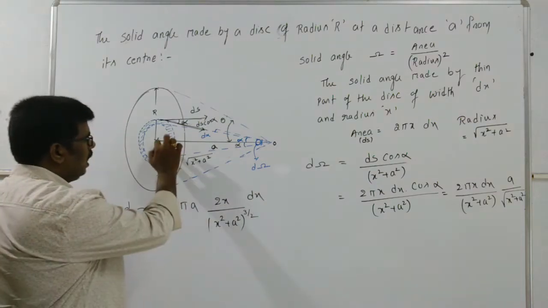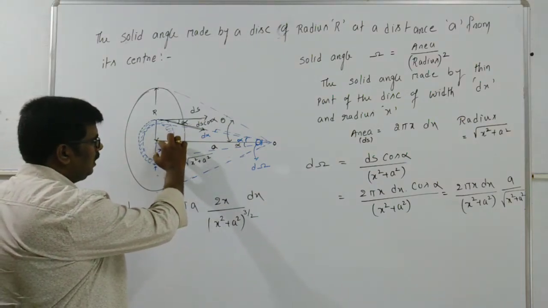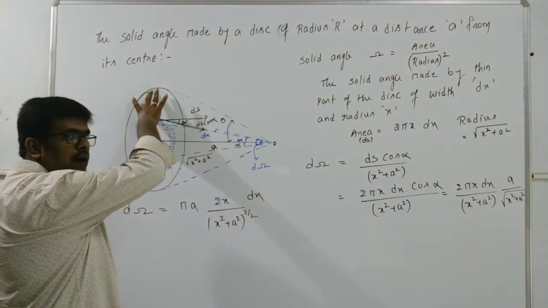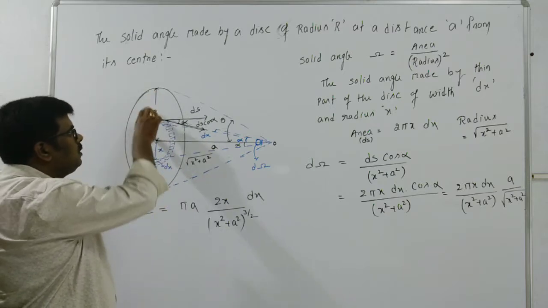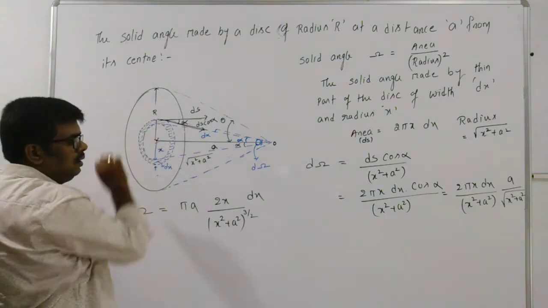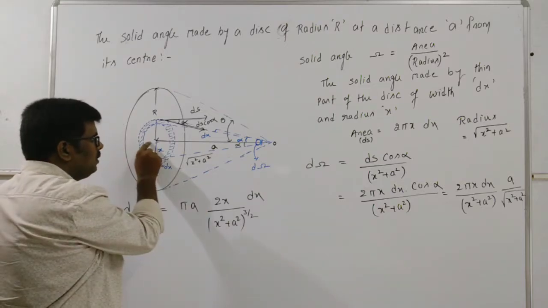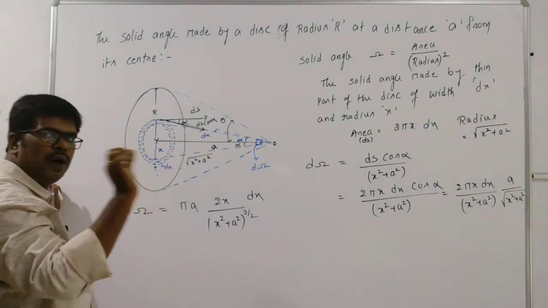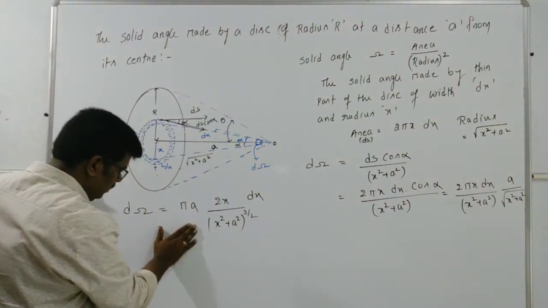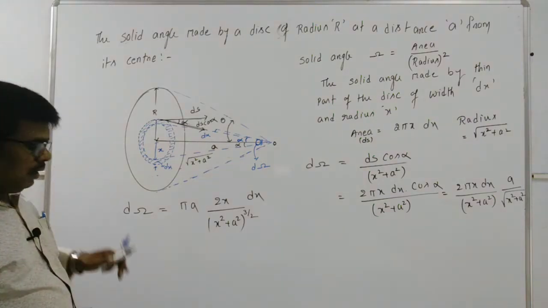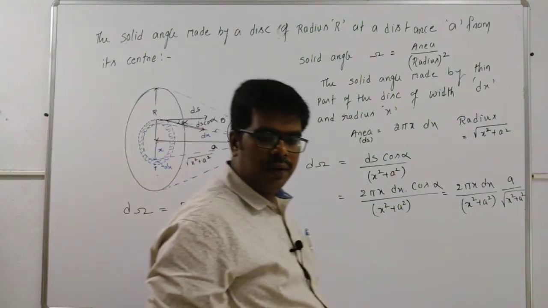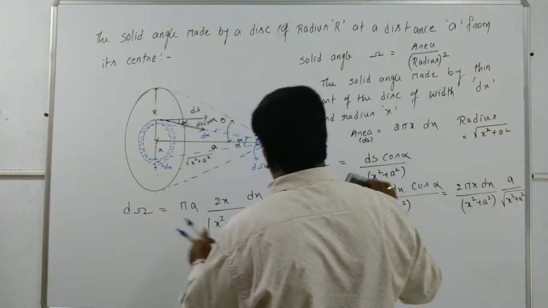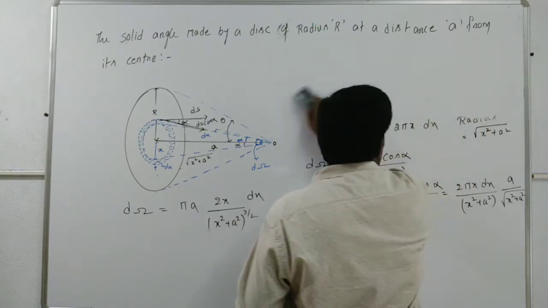We took the part from the center at distance x, but our intention is to determine from the center to the surface. Center to surface means the distance here is 0 to r. We need to take from the center 0 up to radius r. So the limits are from 0 to r. If you integrate it, you will get the total solid angle. So we can find the total solid angle by doing this integration. I am doing that.